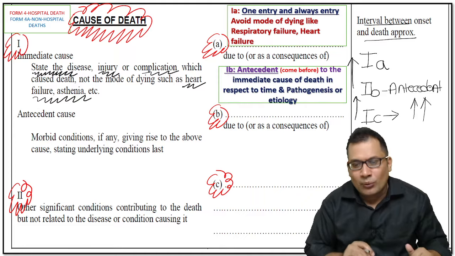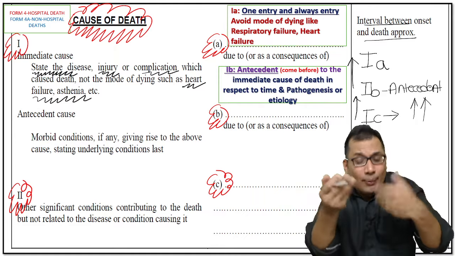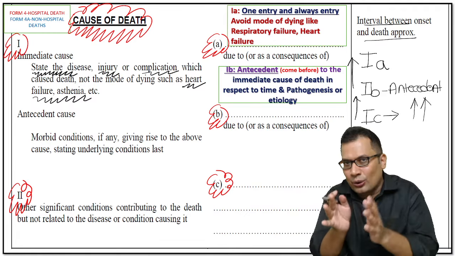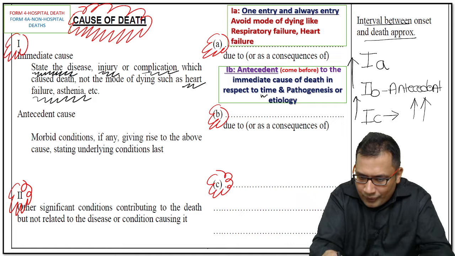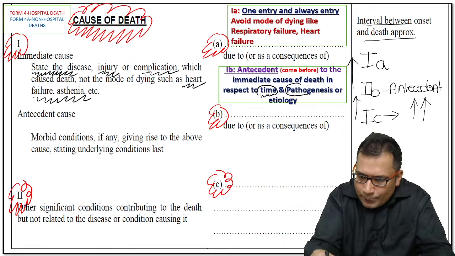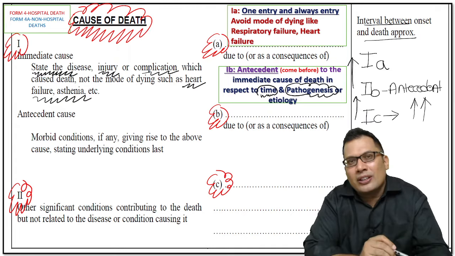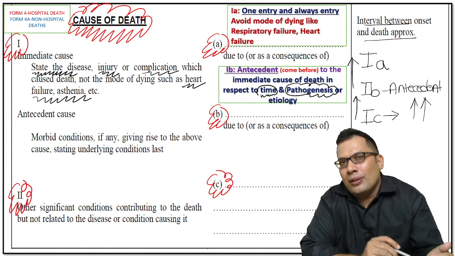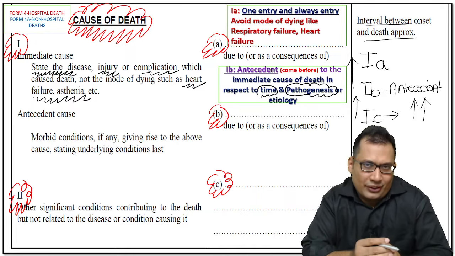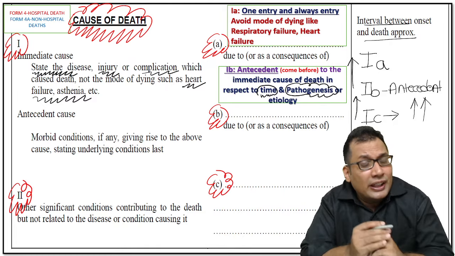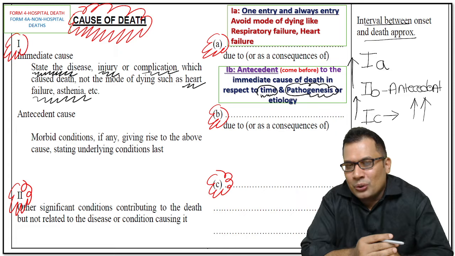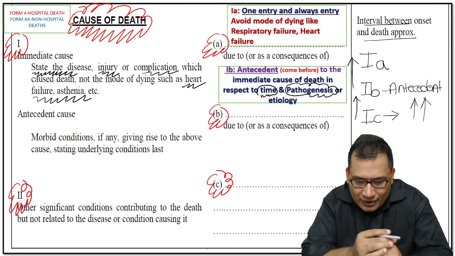Then 1B, what is 1B? Antecedent, that is come before. Come before what? Immediate cause. In respect to what? That is the time. The important point here is the time, or sometimes etiopathogenesis. For example, ischemic heart disease leading to myocardial infarction. So myocardial infarction is 1A. Ischemic heart disease can be 1B. So it is based on the etiopathogenesis.